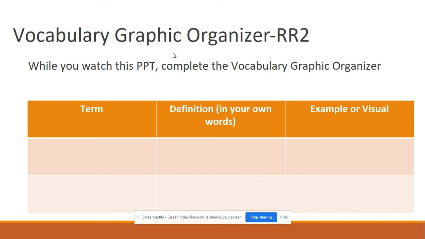Today in class, some students asked about what visuals to use, and you can use some from the presentation or you can find any other visuals online. It depends on you, but I would like you to think and reflect from the article and use definitions in your own words. I have provided the terms on the RR2, but you will have to write the definition in your own words. On the example or visual, you can use examples that I'm providing in this lesson.